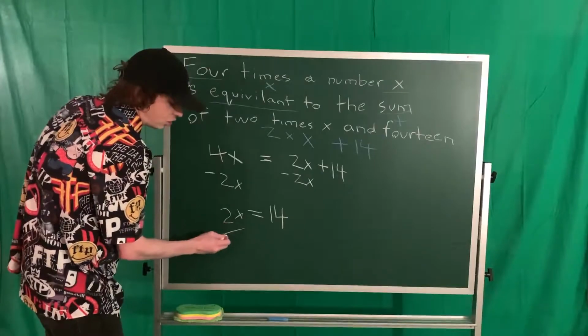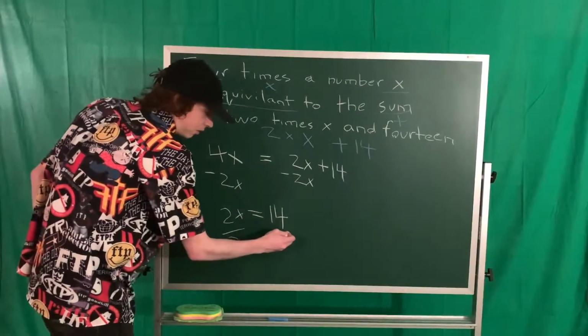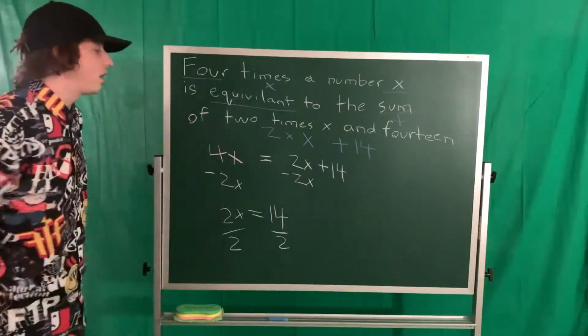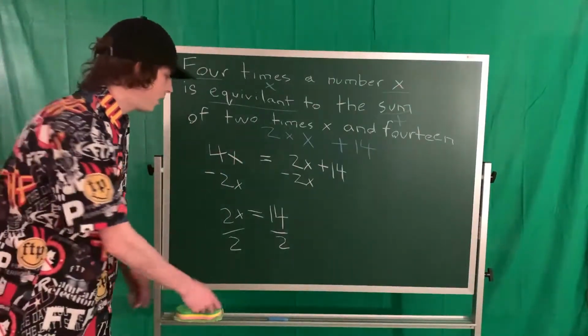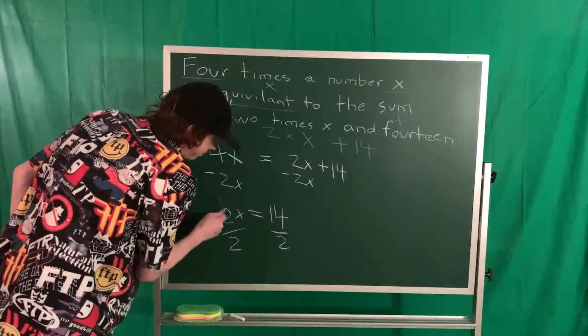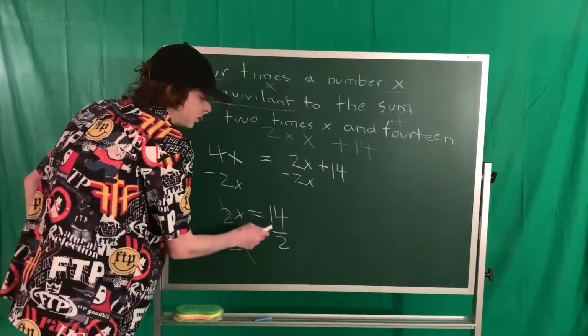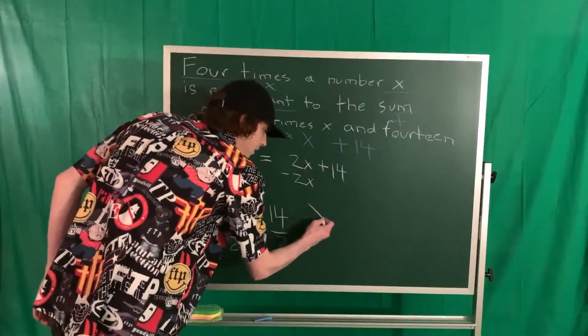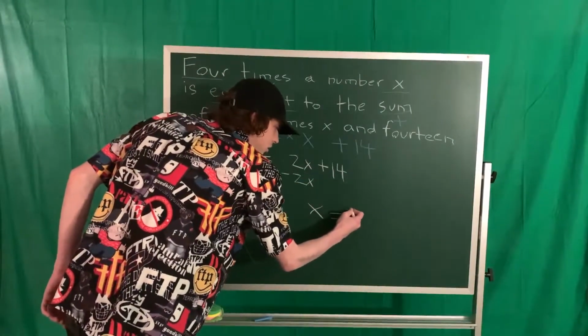We can divide by 2. Divide it on both sides. We do all these on both sides because we want to keep them equal to each other. These 2's cancel out. And this 14 divided by 2 would become 7. So we have now that x is equal to 7.